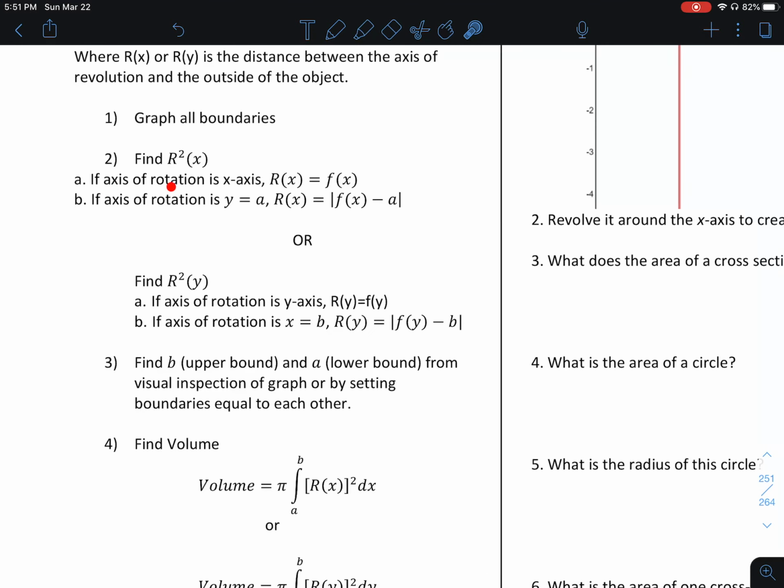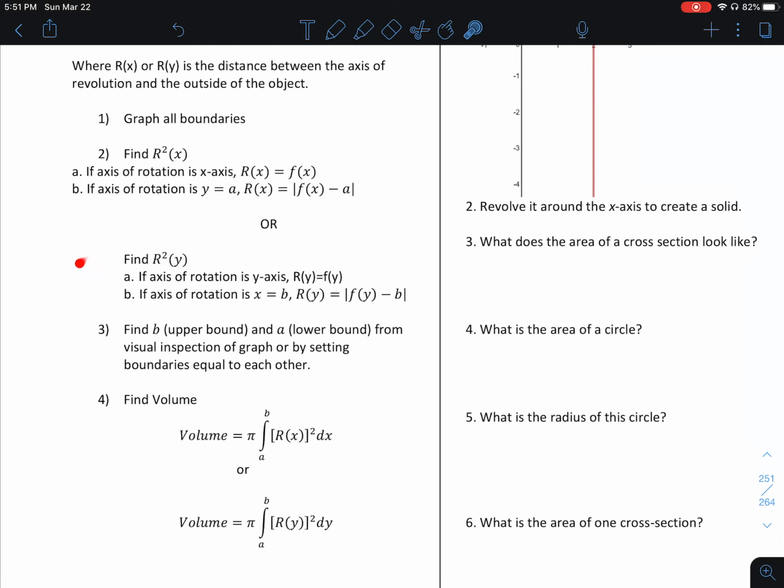If the axis of rotation is the x-axis, then r of x is f of x. If the axis of rotation is not the x-axis, but some other vertical line, then r of x is the absolute value of the difference of f and a. Essentially, we take the one on the right minus the one on the left, and you don't have to worry about the absolute value if you do that. Or if we're going to rotate around a vertical axis, we do this version, which is the same thing but with y's instead of x's.